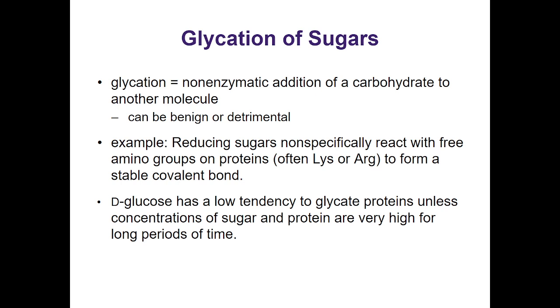The example is reducing sugars will non-specifically react with free amino groups on proteins. Often those amino groups would be like a Lys or Arg. These will form a stable covalent bond, in which case you would have glycated or glycation of your enzyme or protein. D-glucose has a low tendency to glycate proteins unless concentrations of sugars and proteins are very high for very long periods of time.